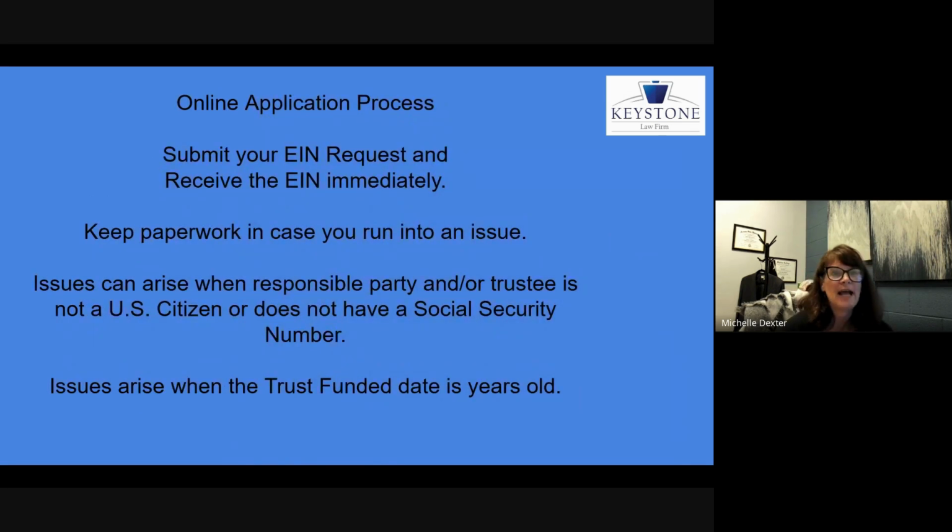So with the online application process, you can submit your EIN request and receive the EIN immediately. Make sure you keep the paperwork in case you run into any issue. Getting a hold of the IRS after the fact can be really difficult. You can fax them some information, but it's really hard when maybe two people have applied for an EIN number for the same thing, and now we've got competing things. To get some of that cleared up with the IRS can be difficult.